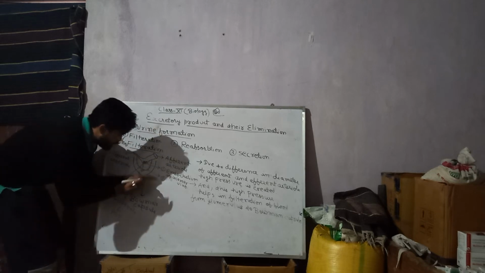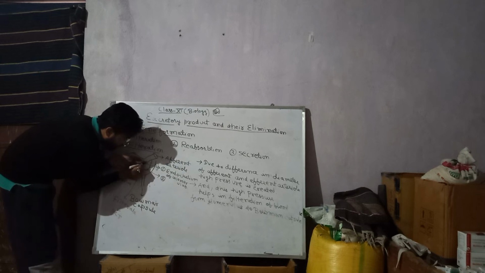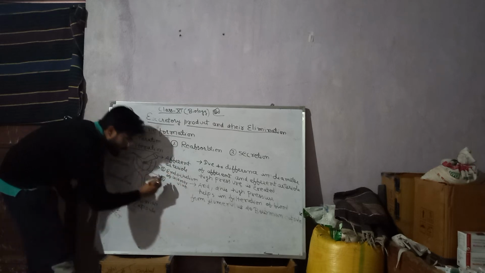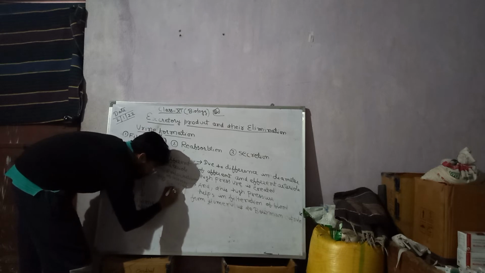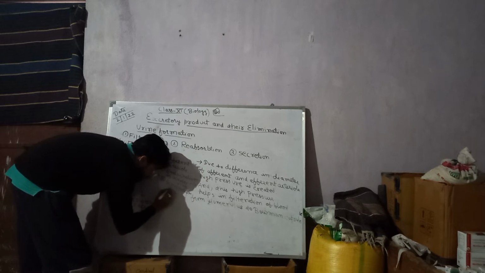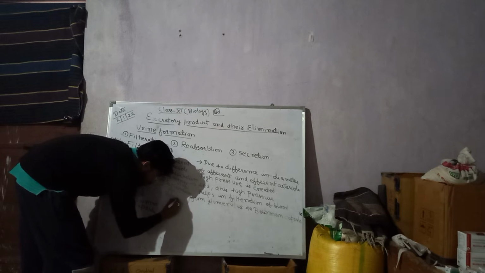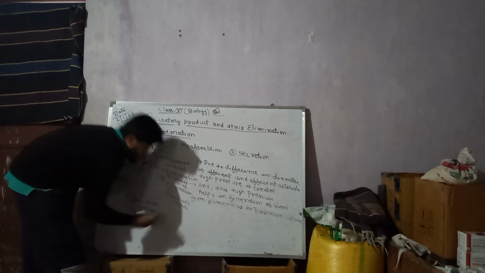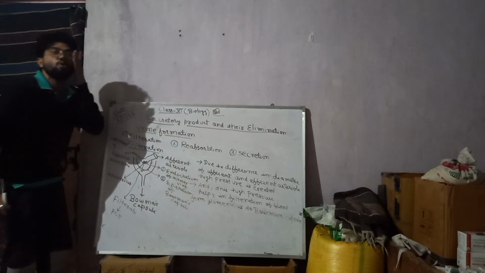Now, my dear students, see here, this one is the endothelium of the glomerulus, and the second one is known as the epithelium of Bowman's capsule. This epithelium of Bowman's capsule is also known as podocyte.